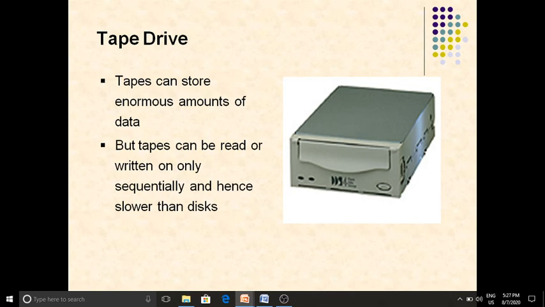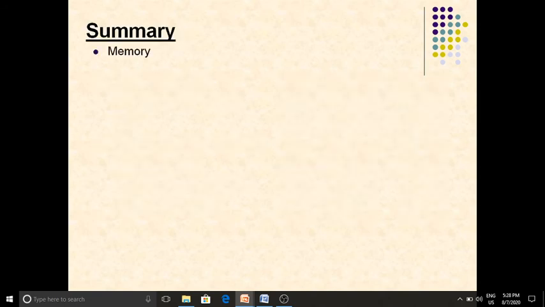We can store an enormous amount of data, but tapes can be read or written on only sequentially, one after the other. Sequentially means one after the other. For storage of data, tape drives are slower than disks. That's why we use hard disk rather than tape drives.